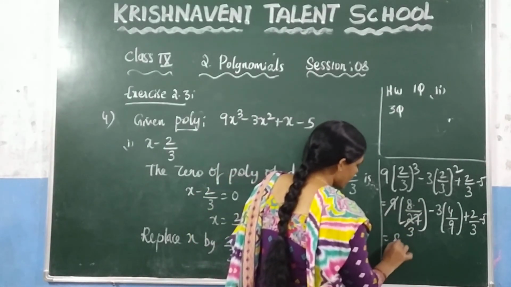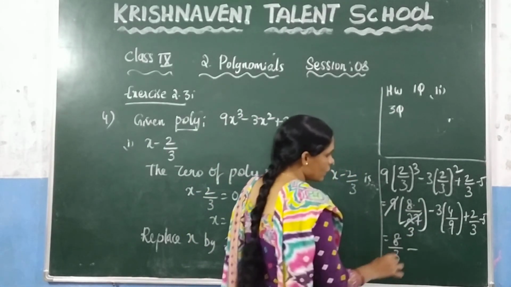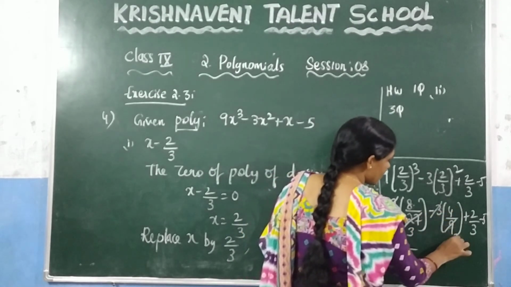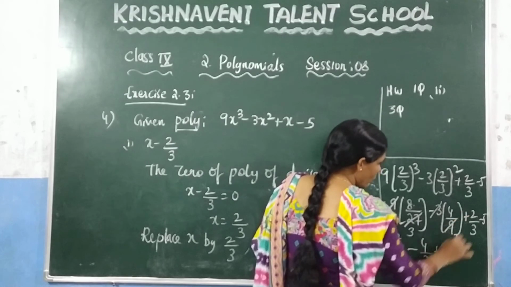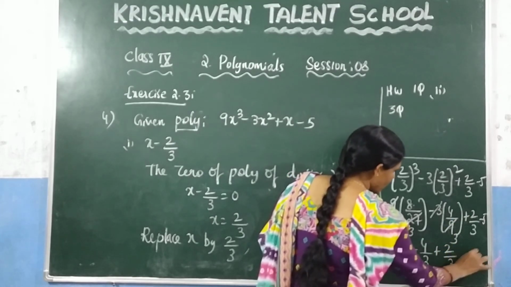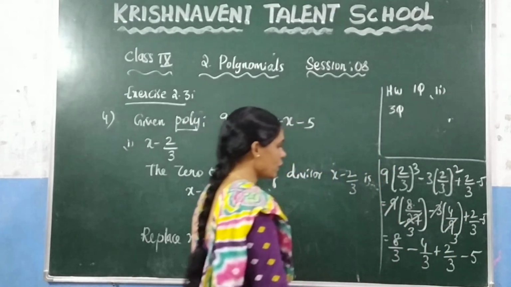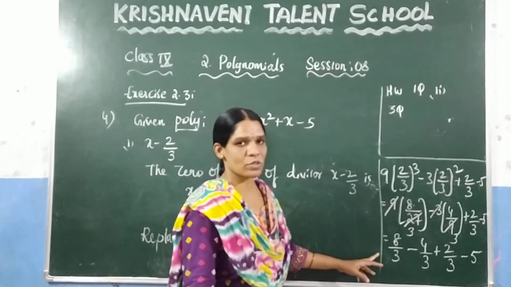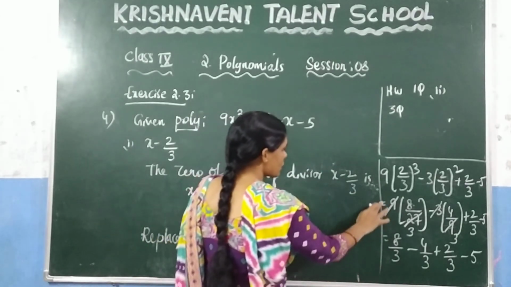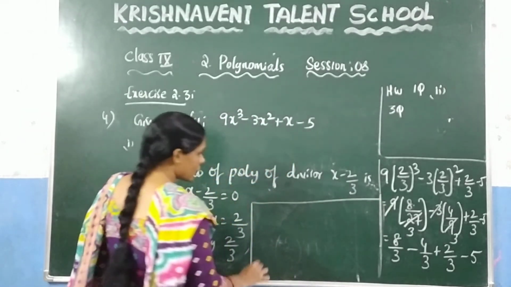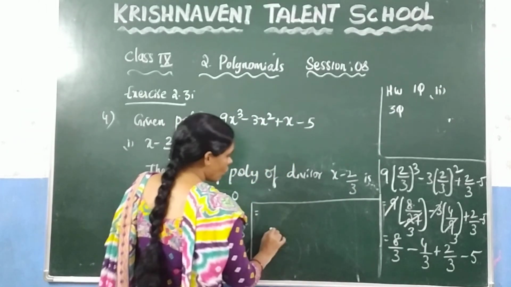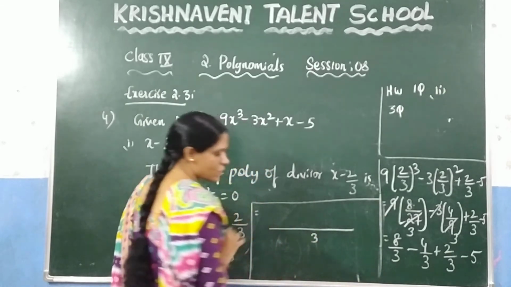What is the result here? 8 by 3. Minus here you can see 3 threes will get cancelled. You will get 4 by 3. And after that, what is the remaining left out? 2 by 3 minus 5. Now you need to solve this one. How do you solve? Just you need to take the LCM of these numbers. What is the LCM of all these numbers, which is 3.